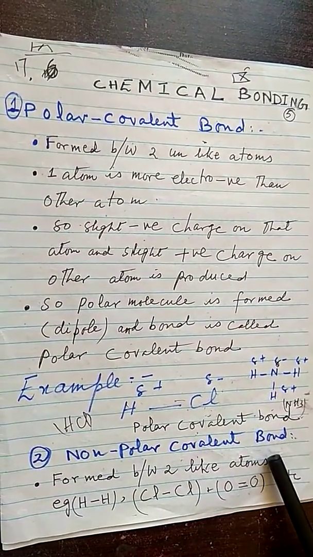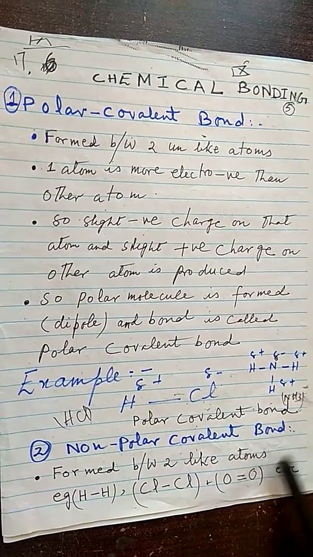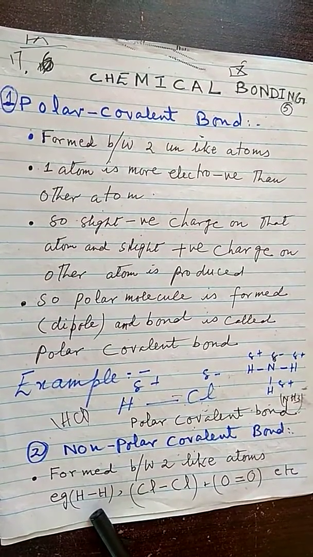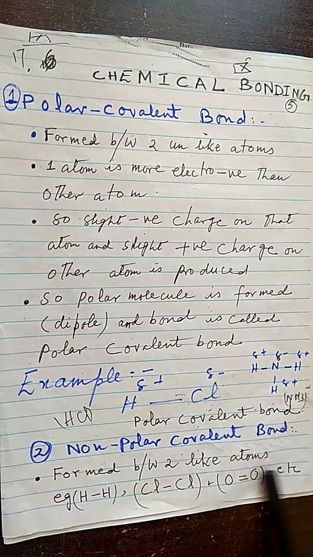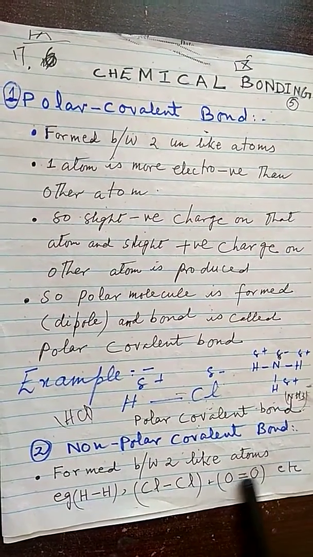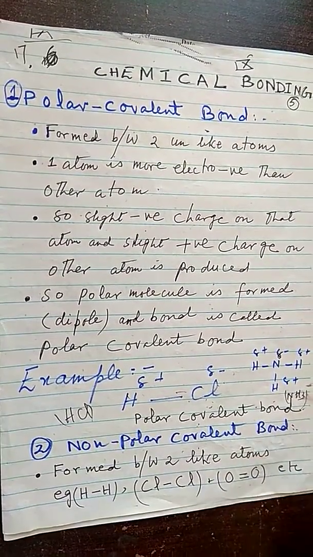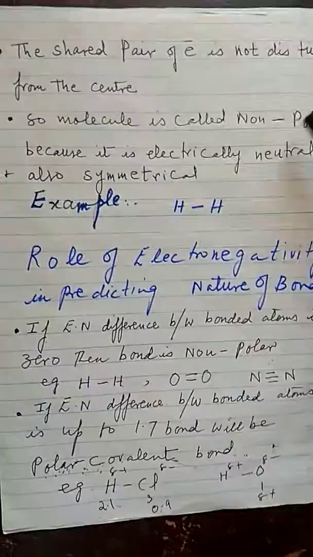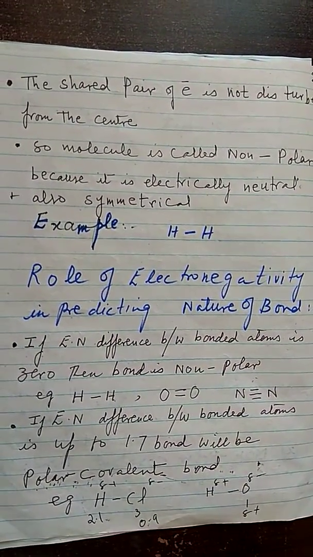Now, another type of bond is known as the non-polar covalent bond. From the name it is clear, it is not polar. It is produced between two like atoms, two similar atoms, like hydrogen and hydrogen, which share electrons to form the H2 molecule. Chlorine and chlorine share to produce the Cl2 molecule. Oxygen and oxygen share 2 electrons to form a double covalent bond. 2 electron pairs are produced, but actually this is a non-polar covalent bond. The shared pair of electrons remains in the center. It is not shifted towards either atom, because both have the same electronegativity.